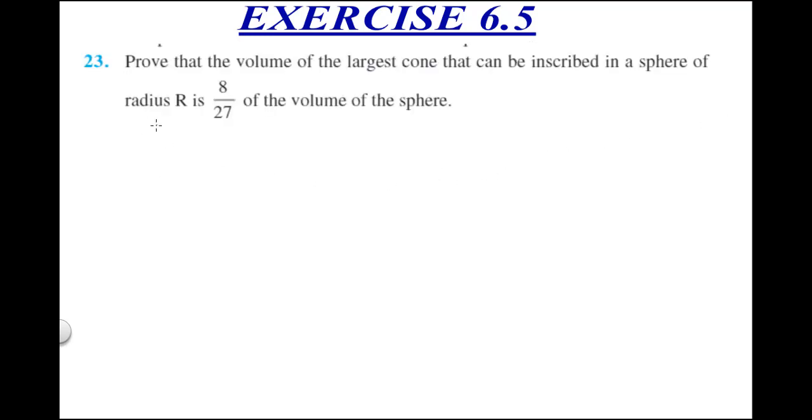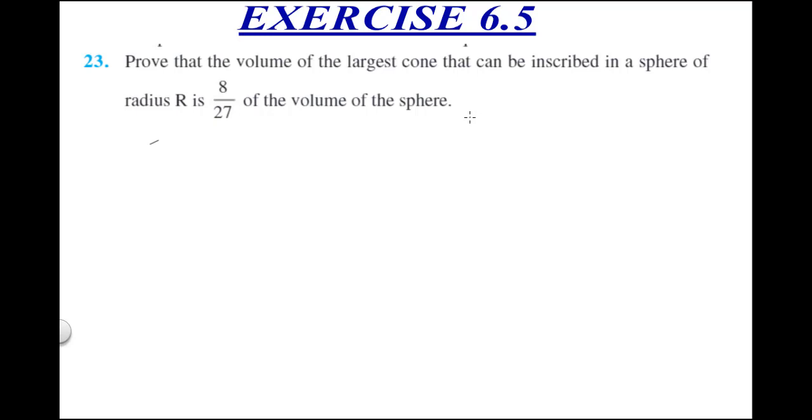Question number 23. In this it is given that we have to prove the volume of the largest cone. A cone is inscribed in a sphere of radius r. That means the volume of the cone is to be maximized. When we say largest cone, it will have maximum volume. The largest cone that can be inscribed in a sphere of radius r is 8 by 27 of the volume of the sphere. So we have to prove that the volume of the cone is equal to 8 divided by 27 times the volume of the sphere. Clear? Let us do that.